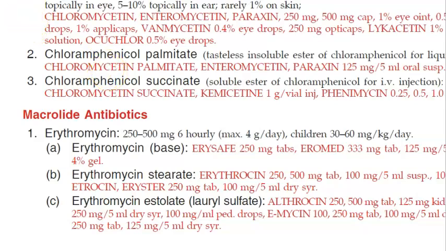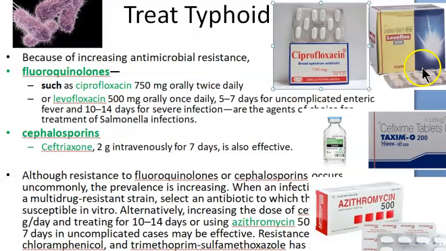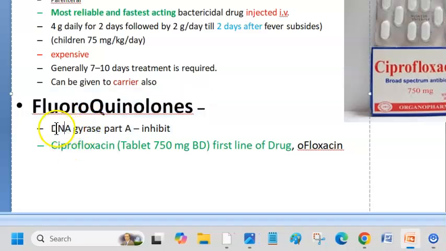Okay, so basically it is an antibiotic. It is going to kill the bacteria. Let us look at how these antibiotics act also. How do you think fluoroquinolones act? DNA gyrase inhibitor, I think. You need to know them. So for the bacteria, this is going to be bad. Why? Because the fluoroquinolones will inhibit the DNA gyrase part A.